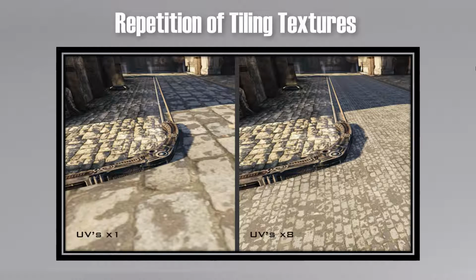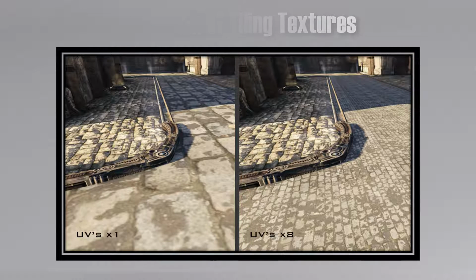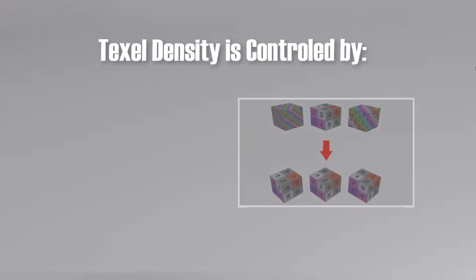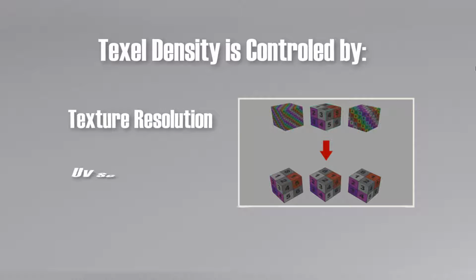This also means that when you use a tiling texture, you need to pay attention to how often it is repeating. The image on the left has the texture only displaying once in the UVs, making the texture look muddy and the stone tiles too large. The image on the right is tiling 8 times more, making the texture look too sharp compared to the other objects around it and making the stone tiles seem too small. The correct amount of tiling would be somewhere in the middle of these 2 examples. So the 2 factors that control texel density are texture resolution and UV scaling.